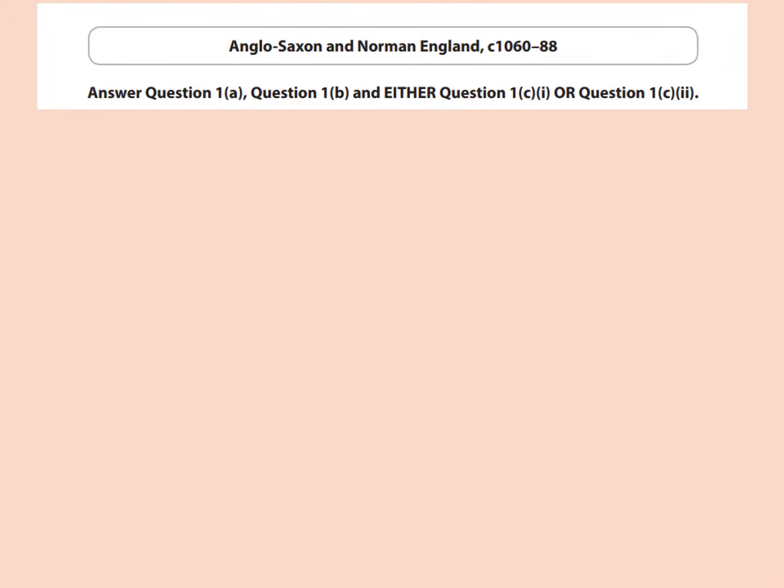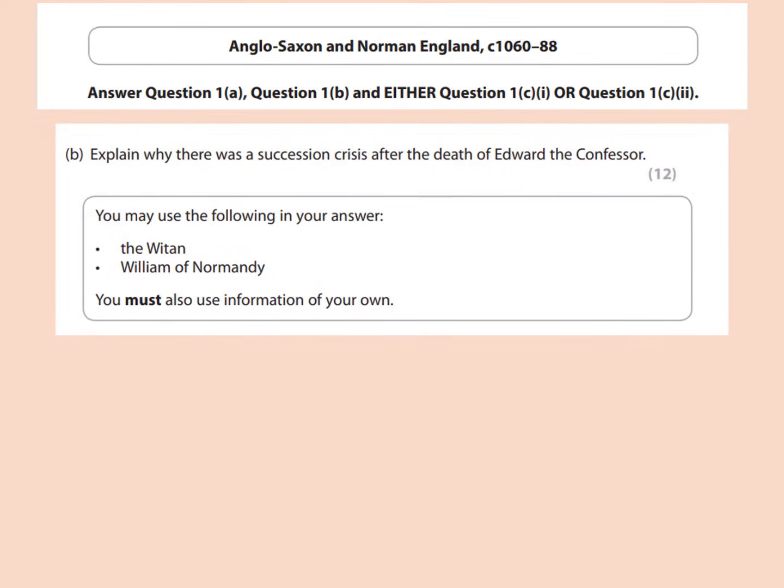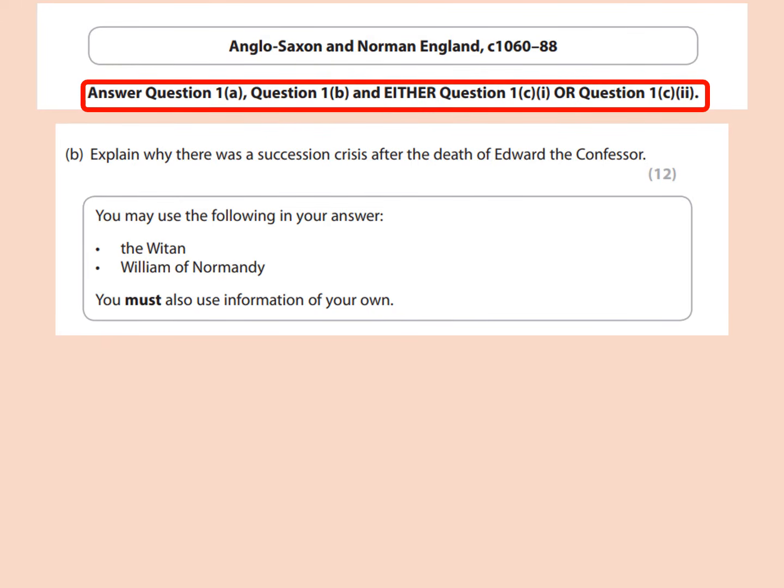Let's pay some attention first of all to the instructions that are included in the exam paper and the question that we're going to be going over. The first instruction to take note of is this one here. It tells you how many questions you need to answer, so make sure you don't answer too few or indeed too many. You must answer question 1a. This is the 4 marks, describe 2 features question. Then you must answer question 1b, and you won't be given a choice on this. That's the question that we've got below here as an example.